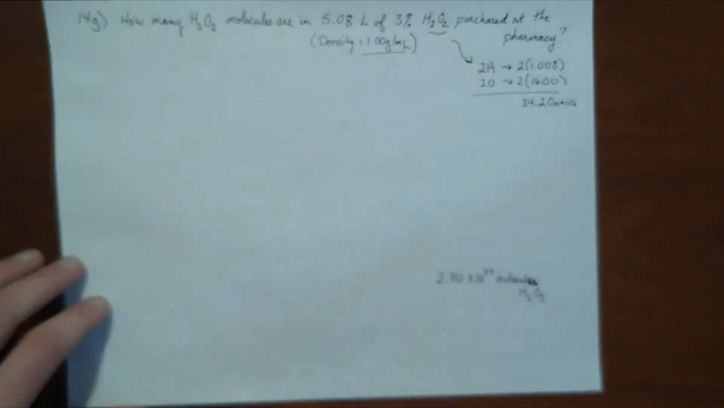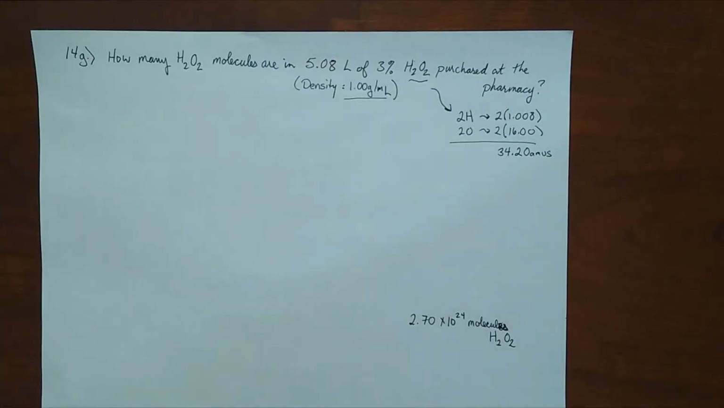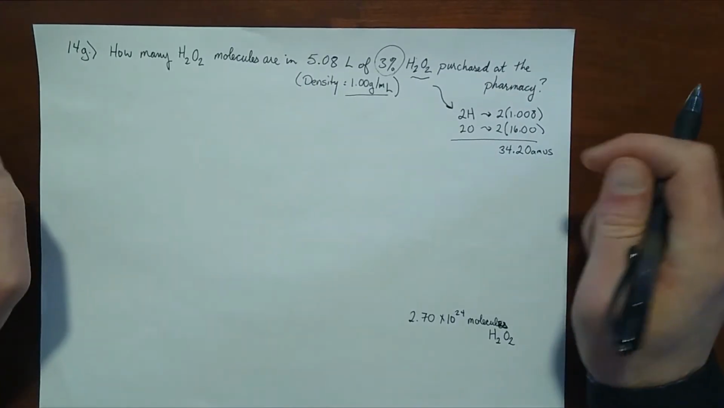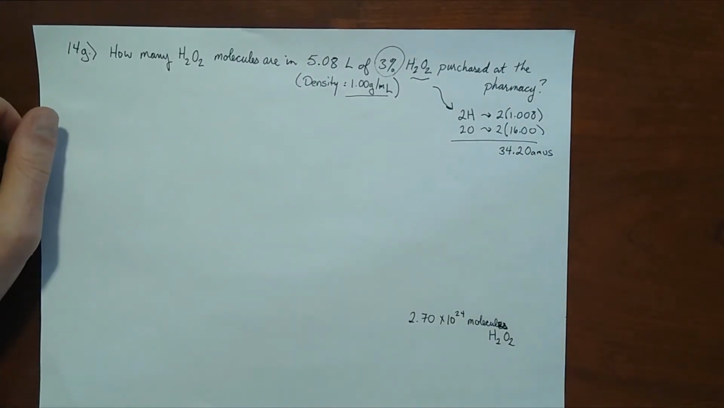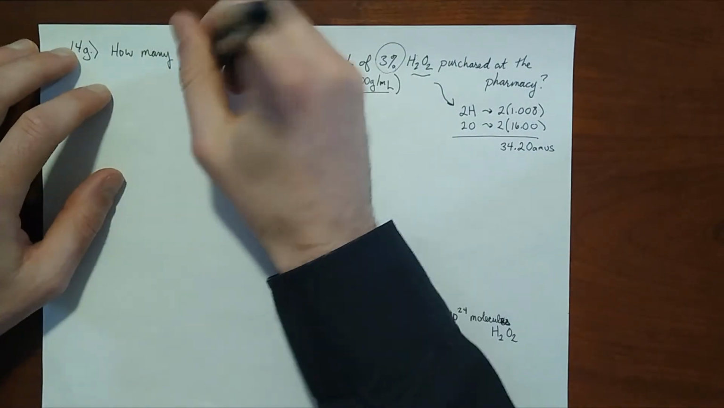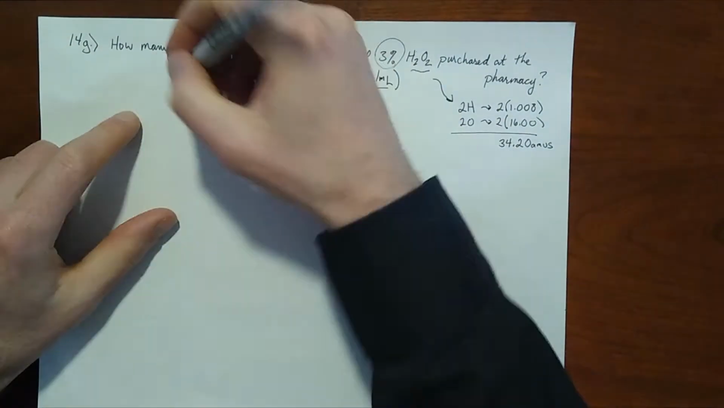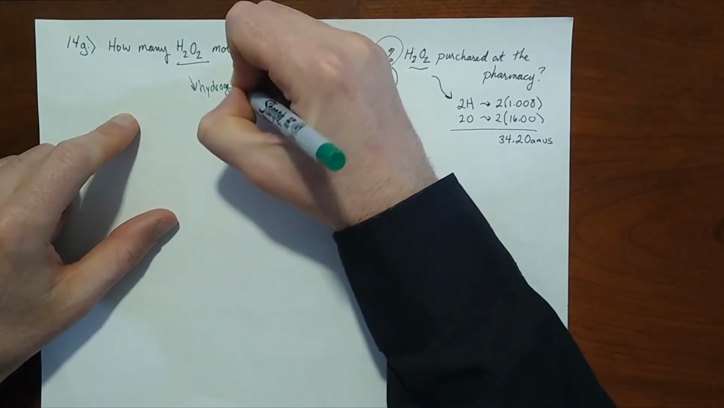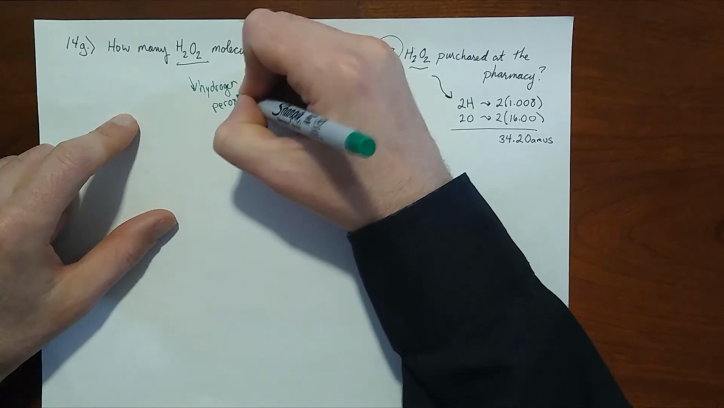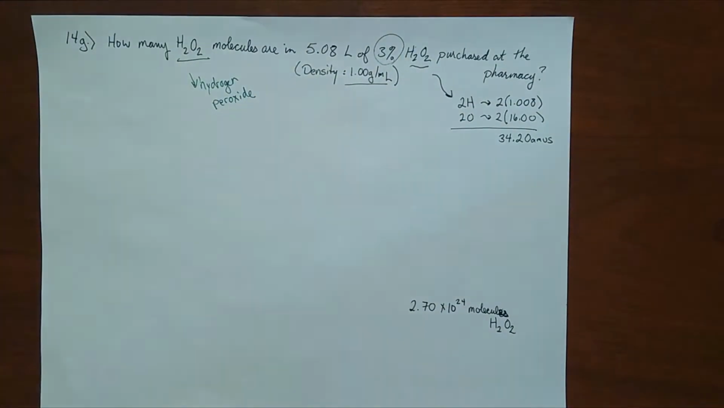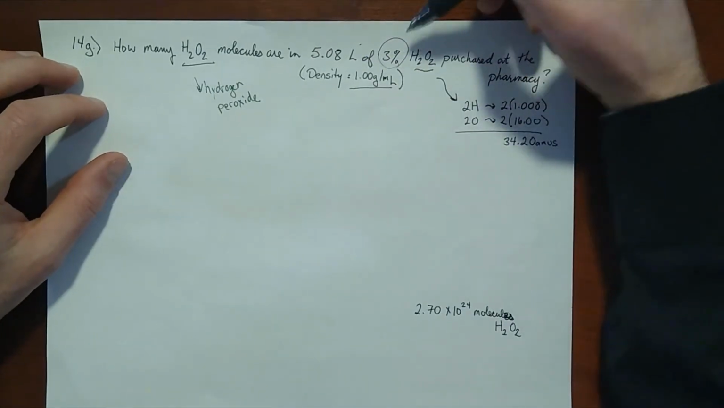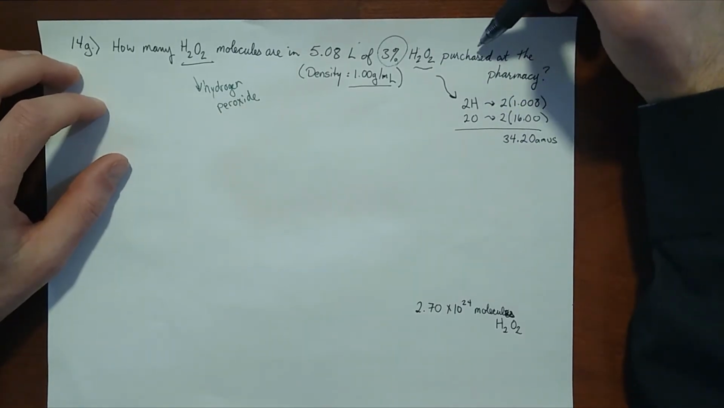Okay, final example for now. This is about as tricky as any of them get. But if you keep your wits about you and you remember what percentage really means, this is not undoable. So we're being asked here, how many hydrogen peroxide molecules are in 5.08 liters of 3% hydrogen peroxide purchased at the pharmacy? Hydrogen peroxide is a very interesting and special compound that is used a lot in chemistry and in daily life. In fact, you probably have this in your medicine cabinet.